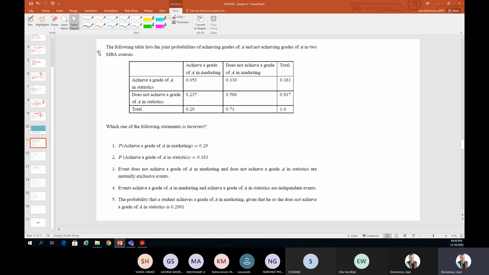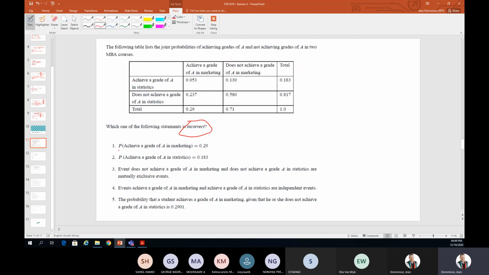So here they tell us we've got a table listing joint probabilities of achieving grades of A and not achieving grades of A in 2 MBA courses. So achieving a grade of A in stats, not achieving it, and then achieving a grade A in marketing and not achieving it. So the first thing, which one of the following statements is incorrect?